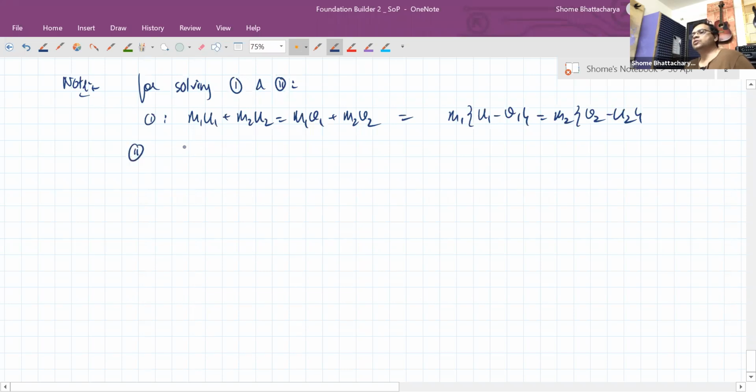Similarly, the second equation was half m1 u1 square plus half m2 u2 square, the initial kinetic energy, is equal to the final kinetic energy.